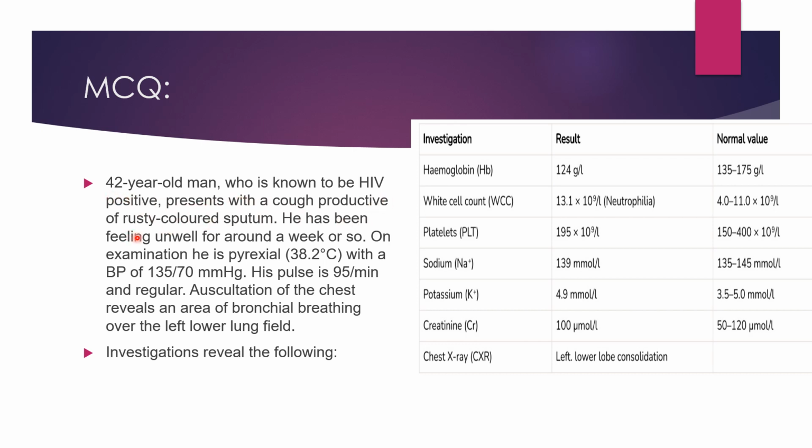presents with cough, productive rusty colored sputum, which is important, rusty colored sputum, and he has been unwell for around a week or so. On examination he is pyrexial with a BP of 135/70, his pulse is 95. Auscultation of the chest reveals area of bronchial breathing over the left lower lung field, and in the investigations we can see there is neutrophilia present, and the other investigations are quite normal. And on chest X-ray, they have given that there is left lower lobe consolidation.